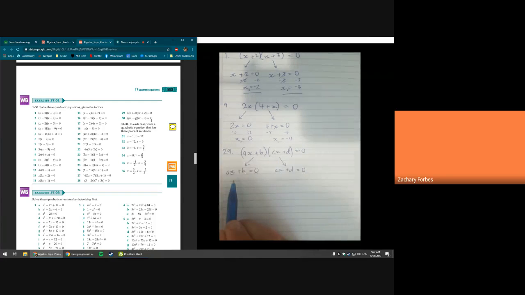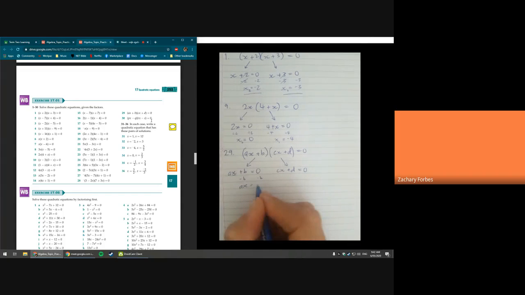There's addition, so we've got to minus b off both sides. So we get ax equals negative b. And then we've got to divide by a to get rid of that a with the x. So we get x equals negative b over a.